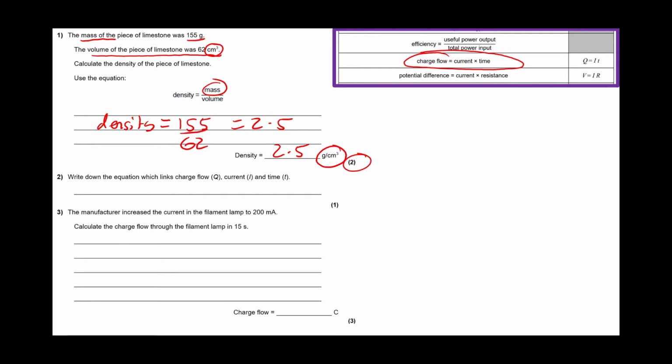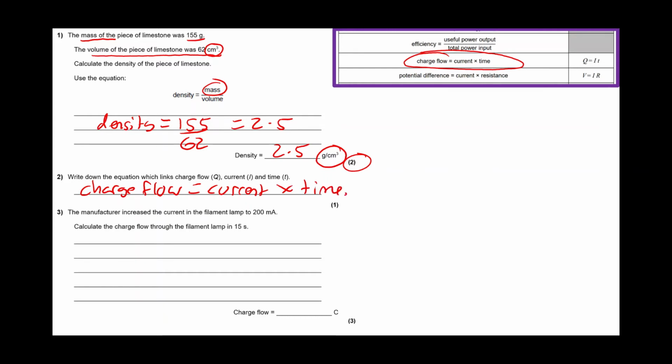Some people are tempted to save themselves a few seconds and write just the letters. I'm begging you, write the full words, okay? Just copy it straight over as it appears. Charge flow equals current times by time.